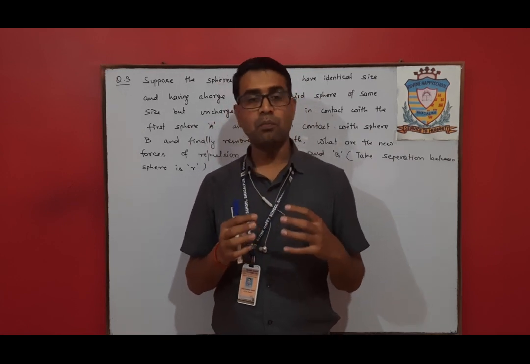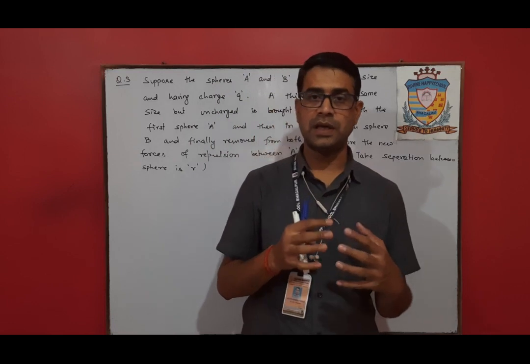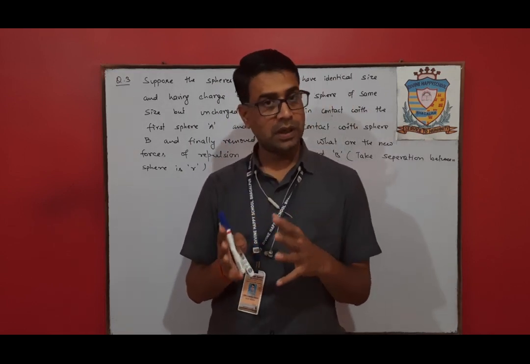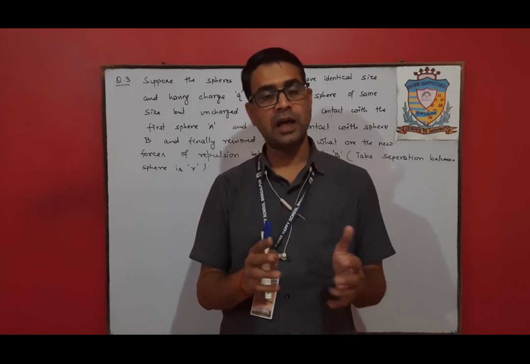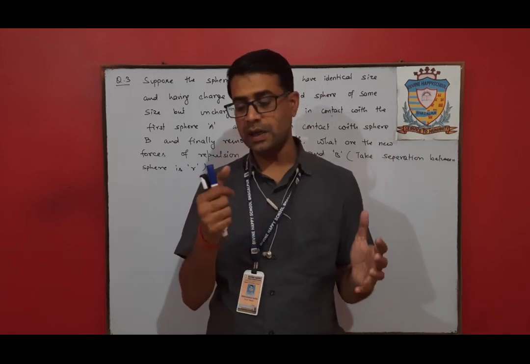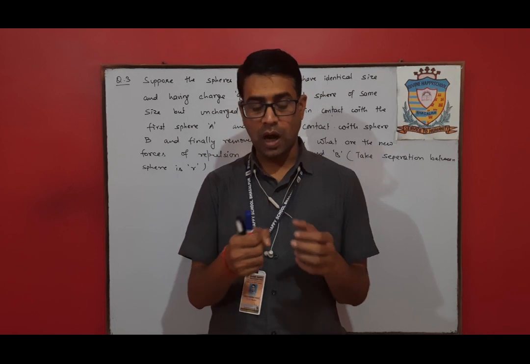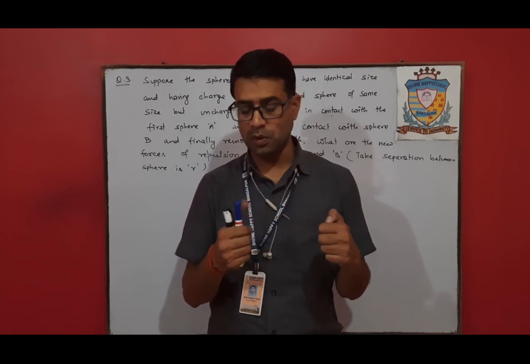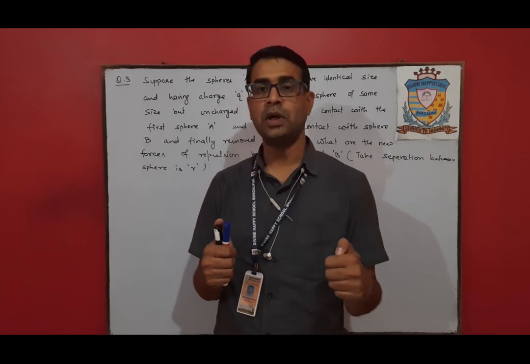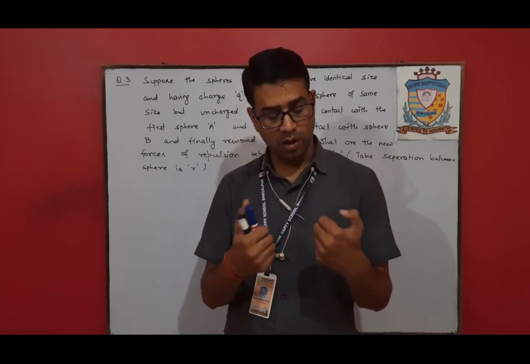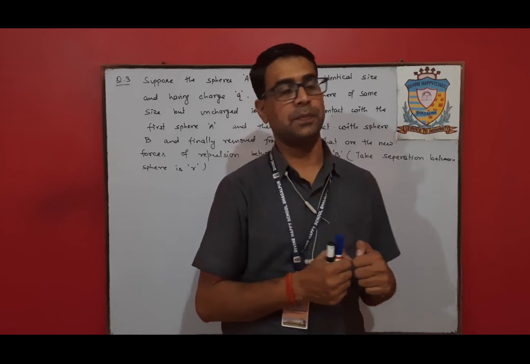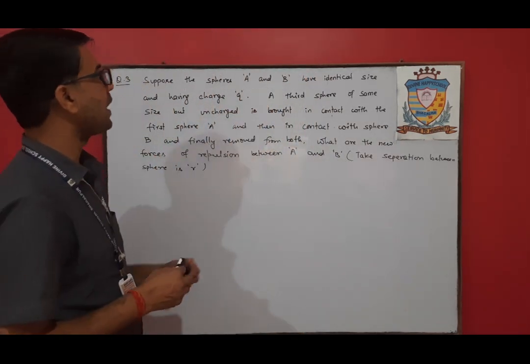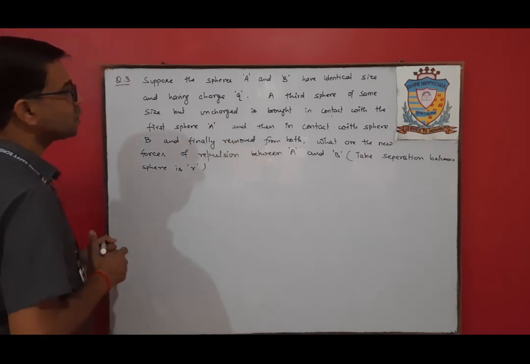Clear? So if both are of the same size, the amount of charge after the contact will be equal. Suppose this is uncharged and A has the charge Q. After the conduction, the charges on both spheres become Q by 2 and Q by 2. It is equally distributed on both the spheres. Clear? So here, suppose spheres A and B have identical size and having charge Q.